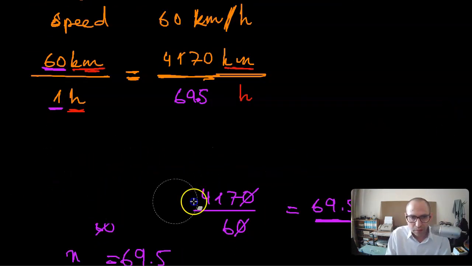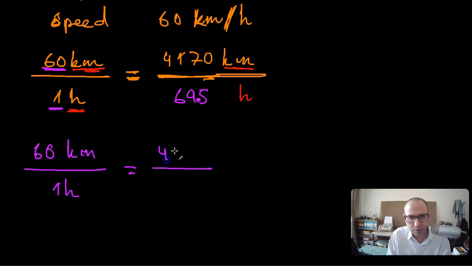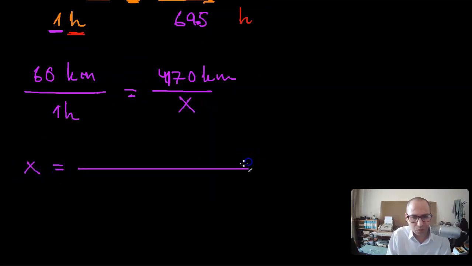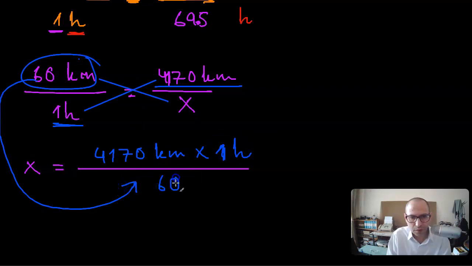Now, with a proportion, you can also solve it in a different way. You see over here, we have 60 kilometers to 1 hour is the same thing as 4,170 kilometers to X, right? So I can write here that X is going to be equal to, across from X, you have this number, and these two numbers are across from one another, right? So X would be equal to this number times this number in the numerator, meaning 4,170 kilometers times 1 hour. And then this number comes to the denominator, meaning 60 kilometers.